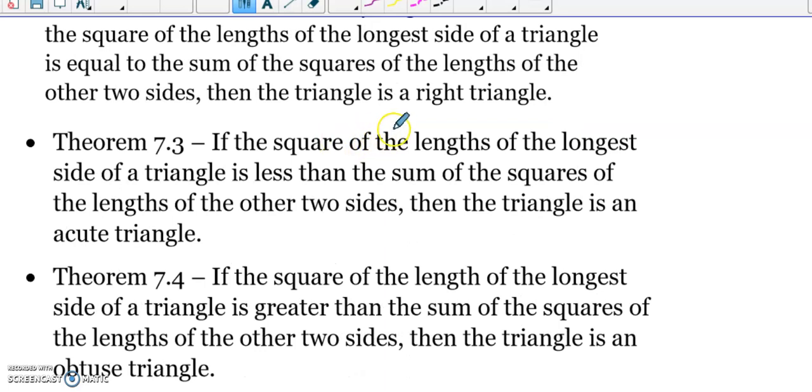We have two options. One is that the hypotenuse, or the longest side, is less than. If the hypotenuse is too small, then we know we have an acute triangle. If we do the Pythagorean theorem and the hypotenuse, the longest side, is too big, it's greater than, then we know we have an obtuse triangle. So let's practice.